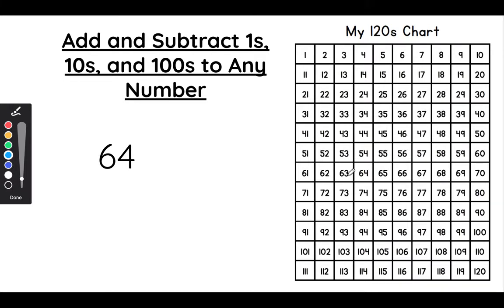When we add and subtract 10, the digit that is changing is the 6, the 10's place. When we add 10, we get 74. 6 10s plus 1 10 equals 7 10s. When we subtract 10, it becomes 54. 6 minus 1 is 5. To add 100 to this number, right now there's nothing in the 100s place. To add 100, it goes from 0 100s to 1 100, making it 164.